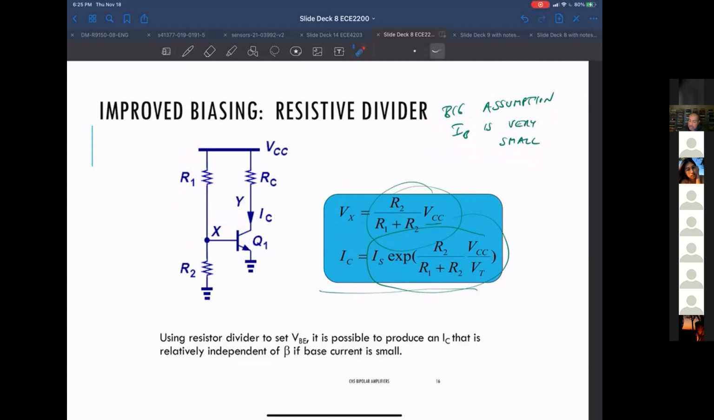Okay, and what does that mean? That is very small. It means that the current through R2 is much bigger than I sub B. If that's the case, this is almost correct, because if this current is relatively large, the small current being split off here doesn't really move this voltage Vx that much. Okay, so that's our big assumption here.